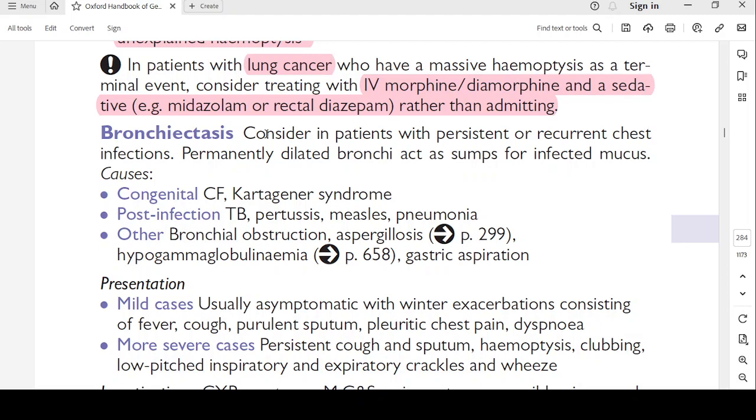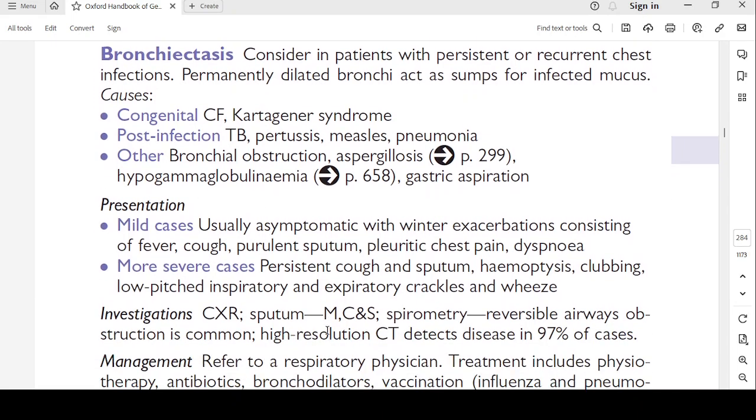Bronchiectasis. Consider it in patients with persistent or recurrent chest infections. Permanently dilated bronchi act as sumps of infected mucus. Causes are congenital, such as cystic fibrosis or Kartagener syndrome, and post-infection, such as TB, pertussis, measles or pneumonia. Others include bronchial obstruction, aspergillosis, hypogammaglobulinemia, and gastric aspiration.